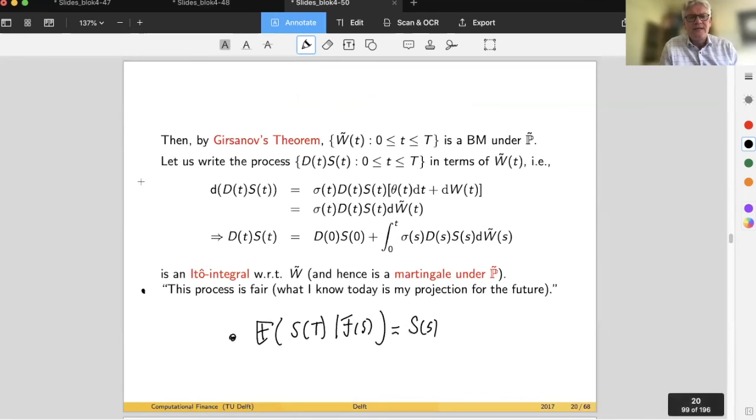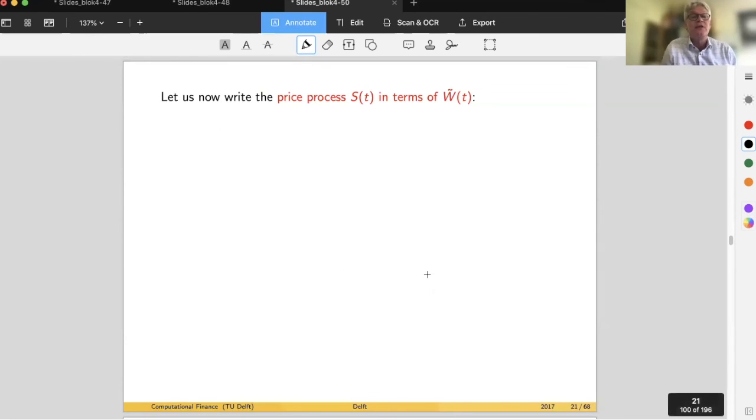Now we have written down the discounted stock price in terms of W tilde. Let's see what this impacts for the stock price itself under this new measure P tilde. So let's rewrite the process S in terms of W tilde.